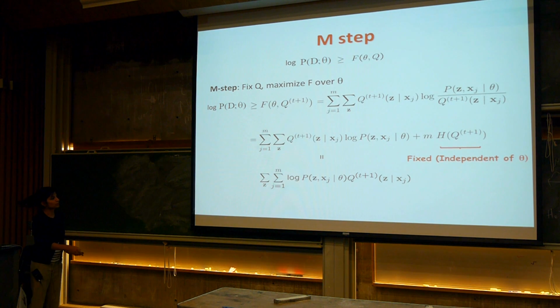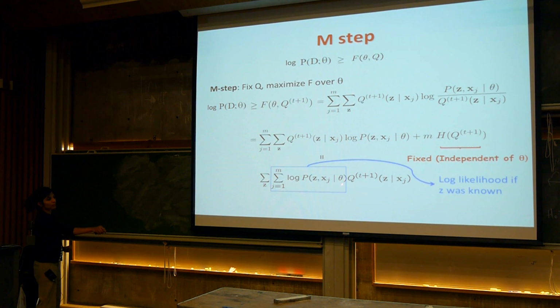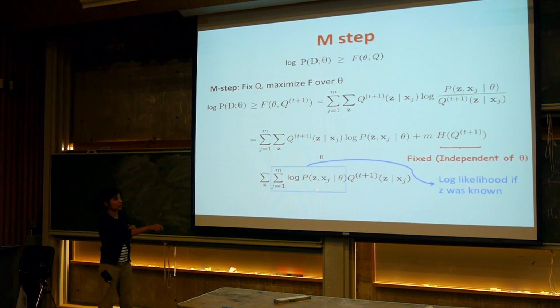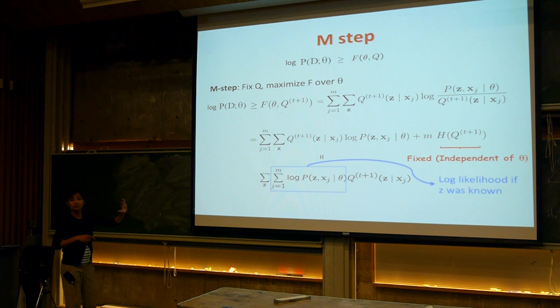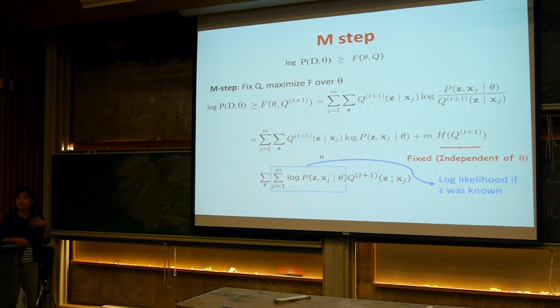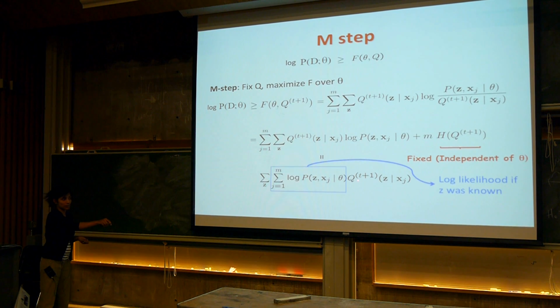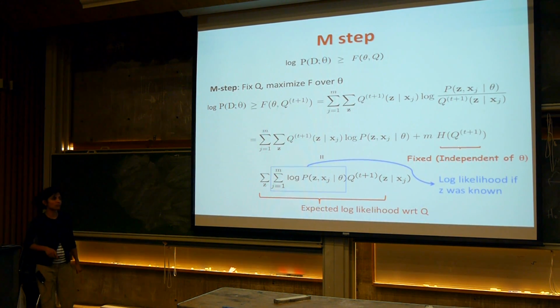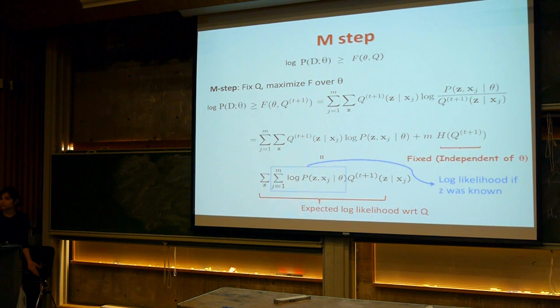Now, why does this make more sense? Because if I just look at this part, that's just the log likelihood as if z was observed. If z, say your class assignment, was observed, you would just be maximizing the joint likelihood of the labels and the features. That's just your log likelihood as if z was known. And now, because you don't know z, you're estimating the probability, or the expected value, of z. So you're just maximizing this expected log likelihood. This whole term you can interpret as the expected log likelihood with respect to the assignment distribution of your hidden variables.